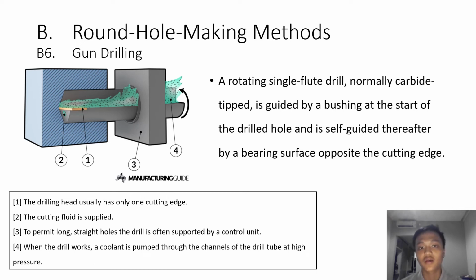The next one is gun drilling. Gun drilling uses a rotating single flute drill, normally carbide tipped. It is guided by a bushing at the start of the drilled hole, and is self-guided thereafter by a bearing surface opposite the cutting edge.